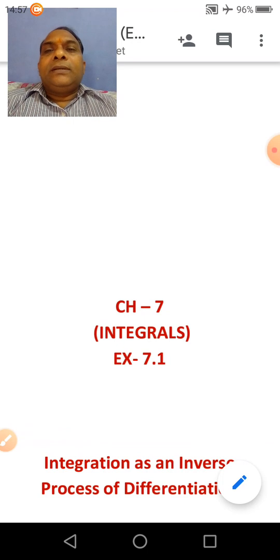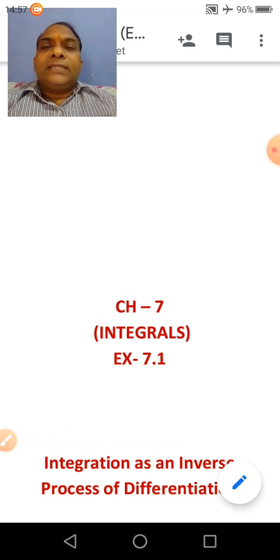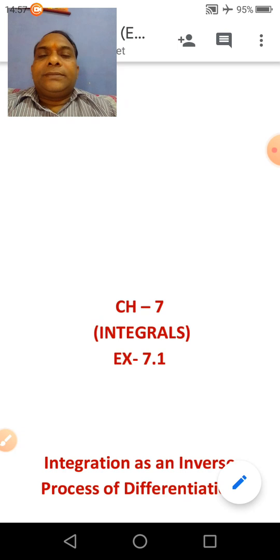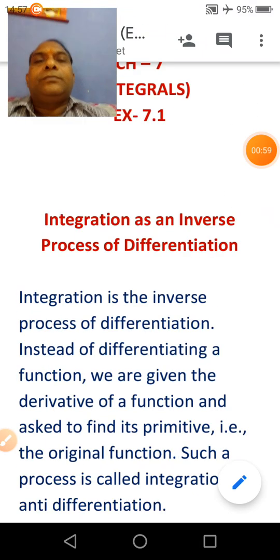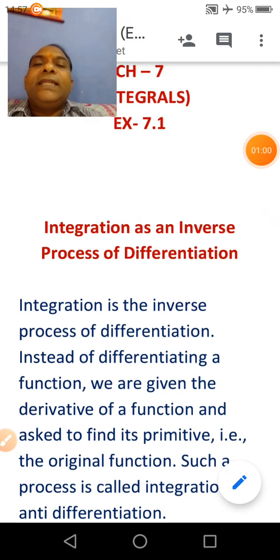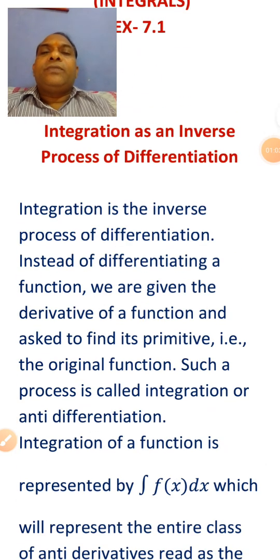Antiderivative means integrals, you can say that. For example, d by dx of sin x is equal to cos x. Then integration of cos x will be sin x. So we can say that integration is the inverse process of differentiation.